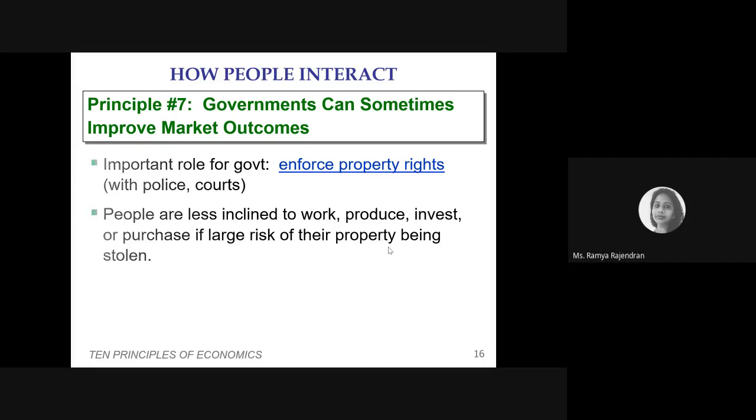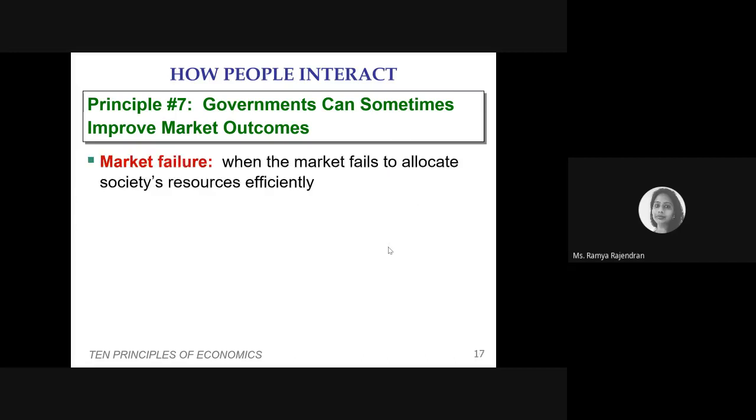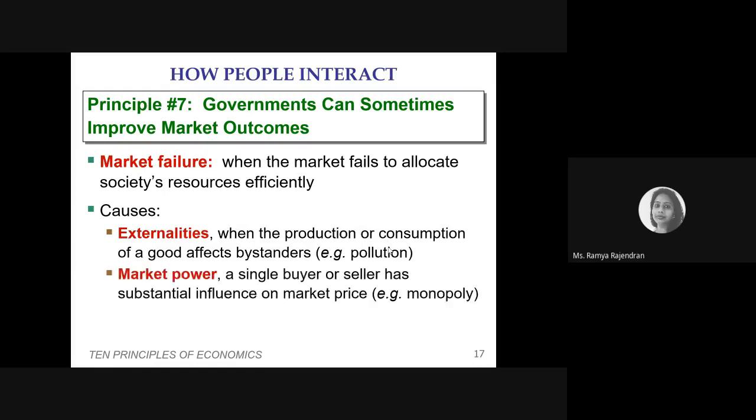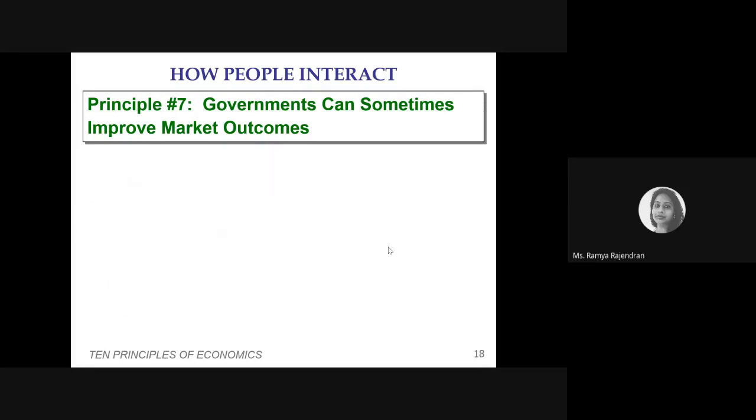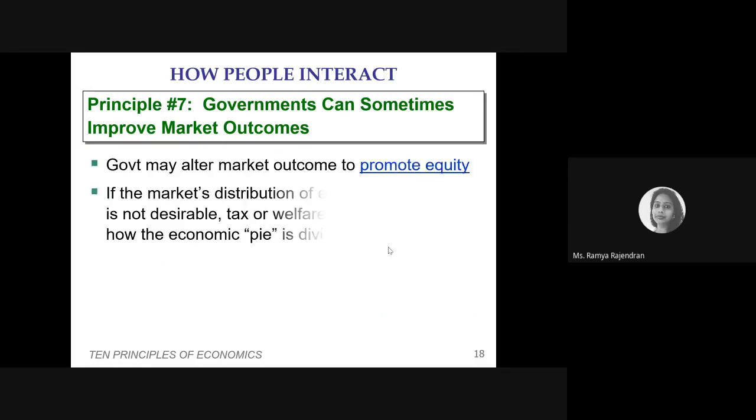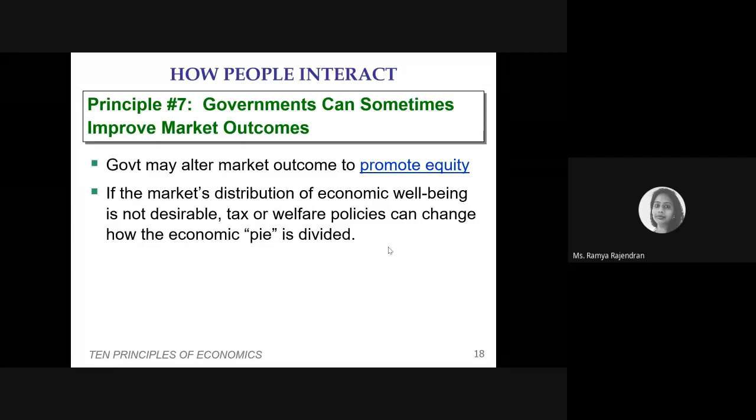To solve this problem, the market is trying to create a balance between the production as well as the economy. So how can we do this? We have to promote equity. If the market distribution of economic well-being is not desirable, then you have to have tax and welfare policies. This really happens during the difficult times.